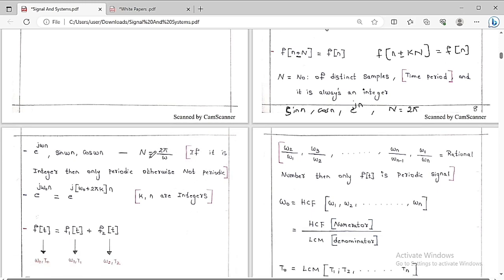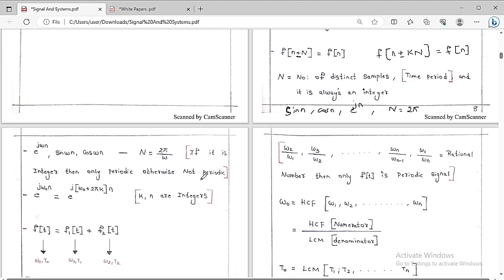So if this value is an integer, then only it will become periodic, otherwise it is not periodic. Therefore, if 2 pi by omega is an integer, then only it will become periodic, otherwise it will not become periodic. So this point you always have to keep in mind.